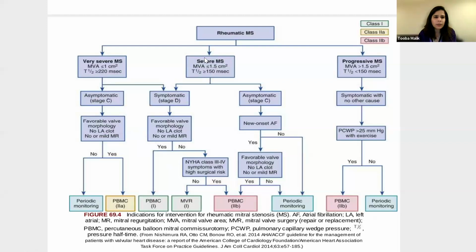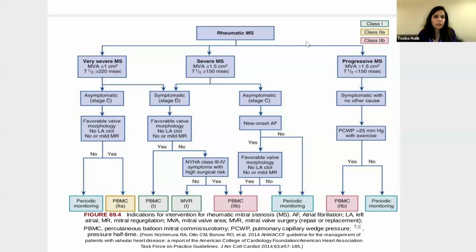Again, if you've got rheumatic mitral stenosis, like we discussed earlier, you can have a severe MS, and progressive. So very severe is when your mitral valve area is less than 1 centimeter square. Severe is when your mitral valve area is less than 1.5 centimeter square. Okay. You can have very severe MS and you can still be asymptomatic, but if you are symptomatic, and you have a favorable valve morphology, then we can offer them a percutaneous balloon mitral commissurotomy as well.